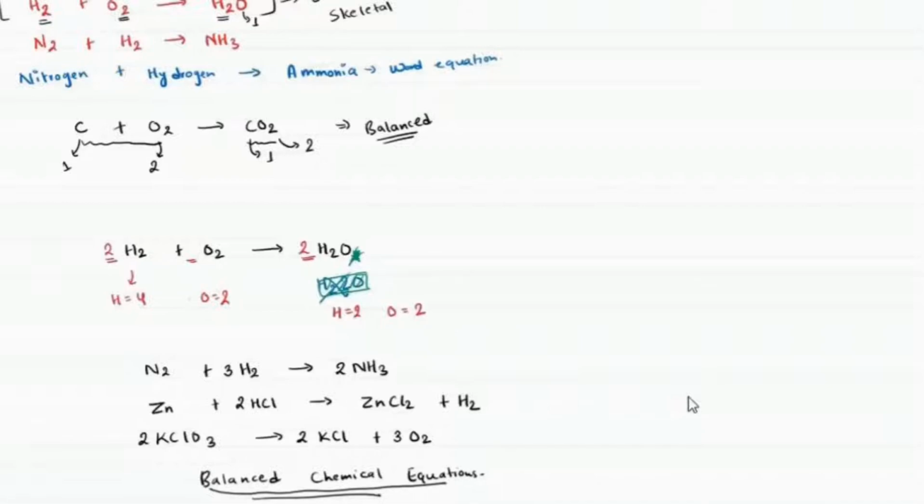So till now we have talked up to here. So this is all about chemical reaction. Now we are going to talk about the different types of chemical reaction.